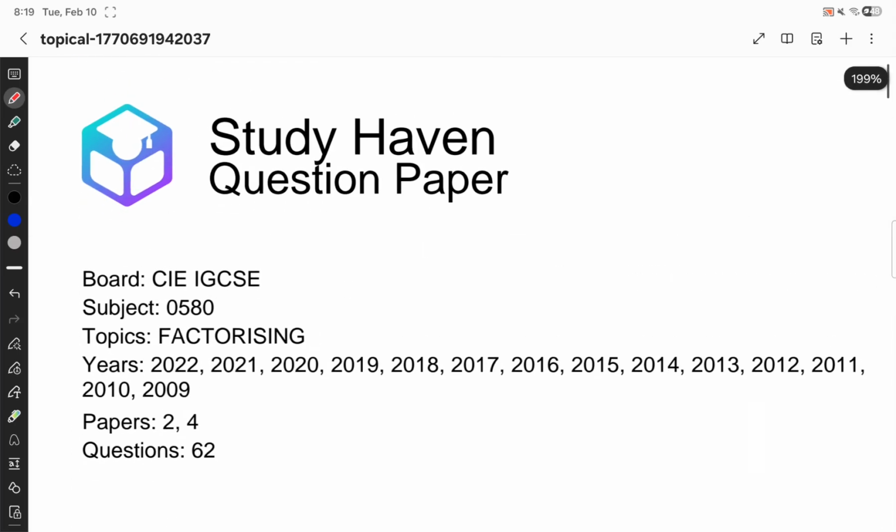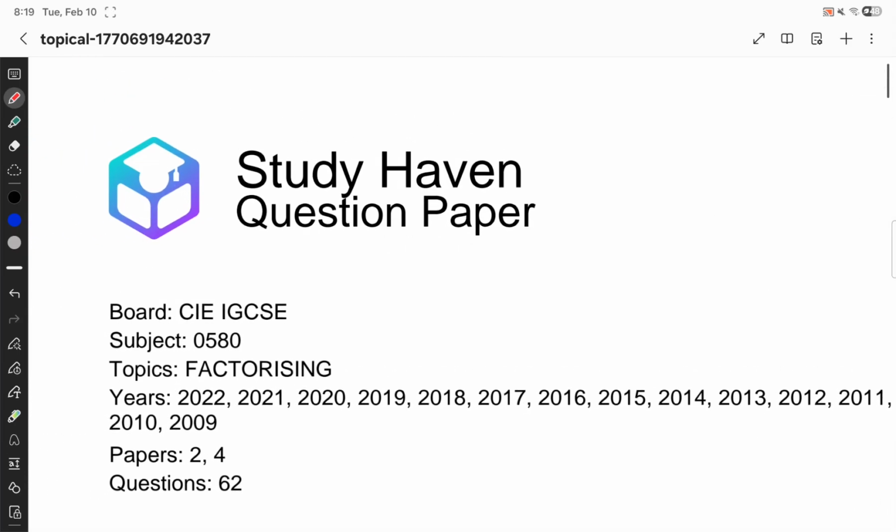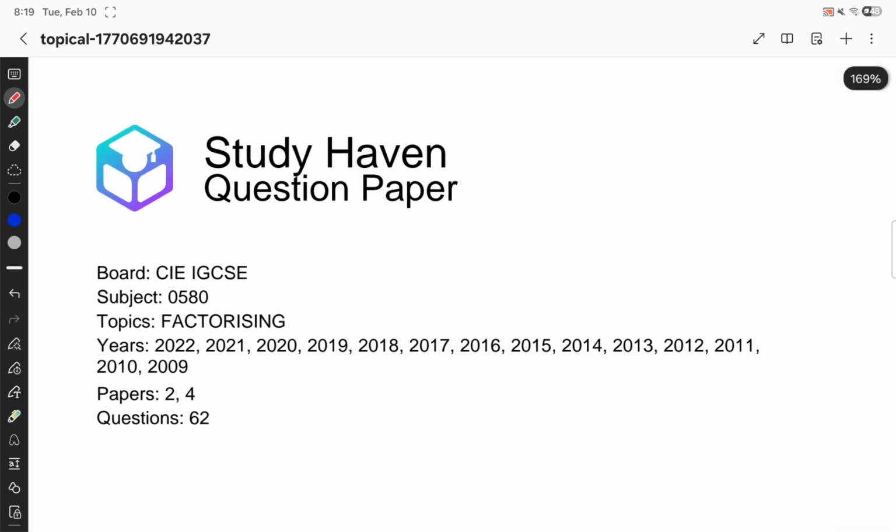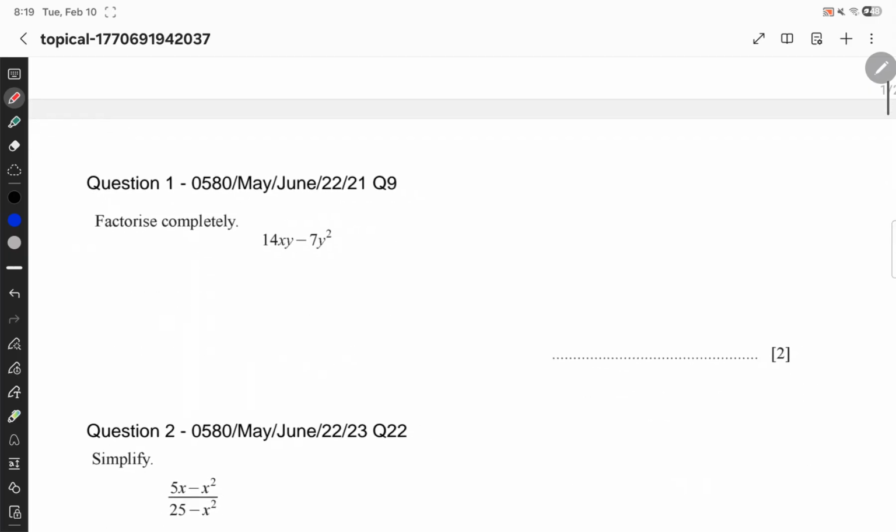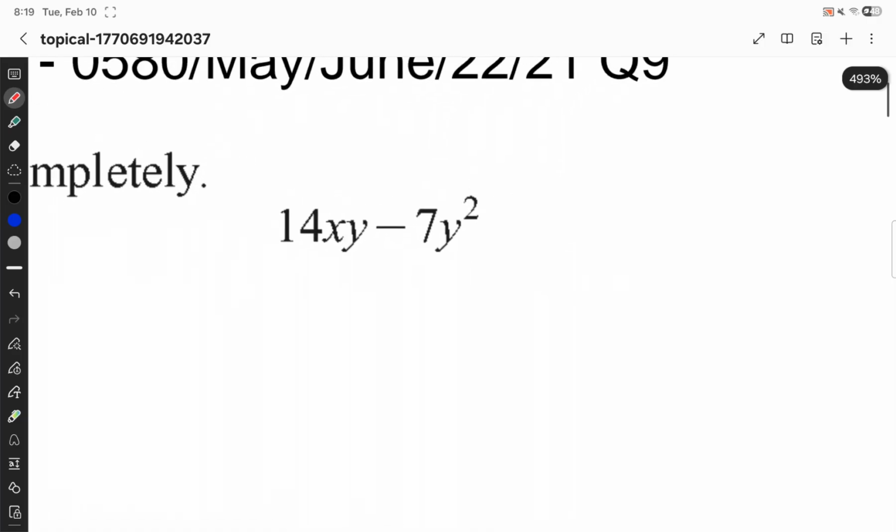Here I have generated this paper. You guys can generate it also. Here are the settings you all want: IGCSE 0580, factorization, all years, paper 2 and 4. It fetched 62 questions. There might be more in 4024, but who does 4024 anyways? Not like I gave it.